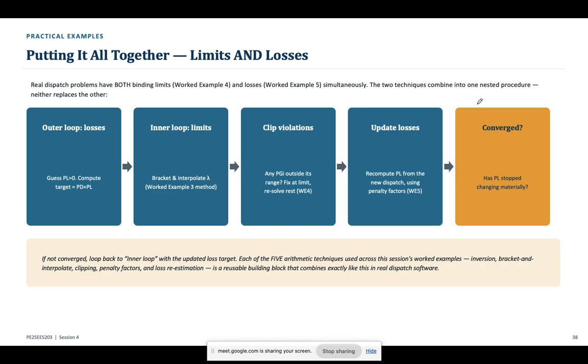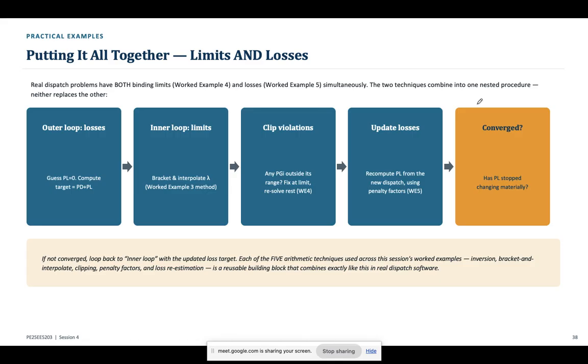When we come to the limits and losses, we can now combine two major complications introduced in this session: generation limits and transmission losses. Neither one replaces the other here. Generators may hit a limit while the system is also losing power in the transmission network. So the practical algorithm needs to handle both effects simultaneously. The natural structure is nested iteration. The outer problem is the loss estimate. We begin with an estimate of loss, which we call PL. Initially, perhaps it is zero. The estimate determines the total generation target, PD plus PL, that is demand plus loss, right?